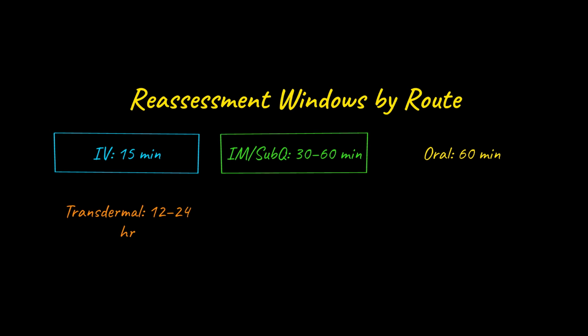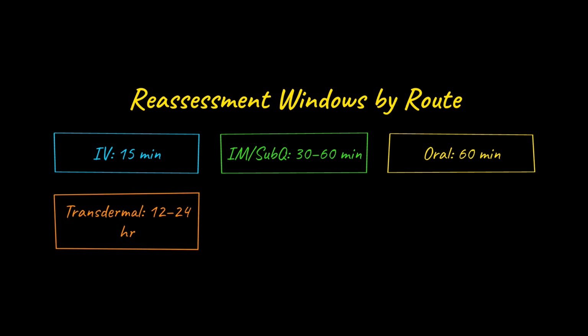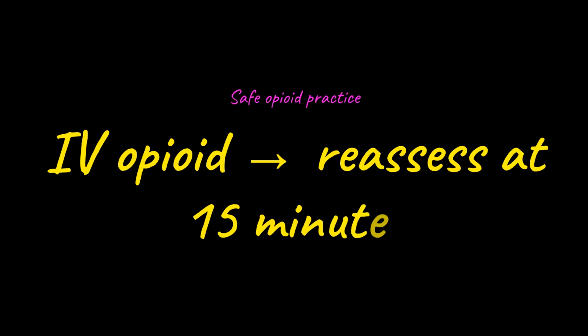Intravenous peaks at 15 minutes. Oral opioids peak around 60 minutes due to absorption. Subcutaneous and intramuscular fall in between. And transdermal patches take 12 to 24 hours to reach steady state. The nurse who matches the reassessment window to the route can document analgesia at exactly the right time, avoiding both undertreated pain and missed opioid toxicity.